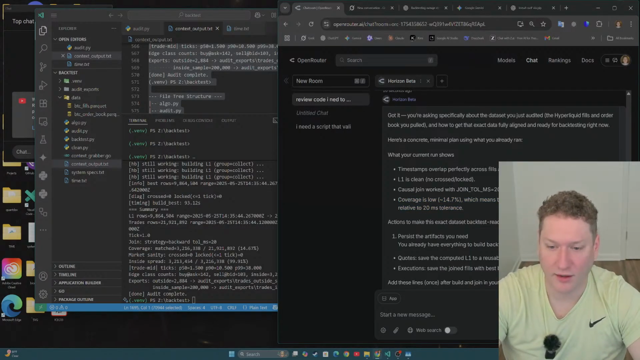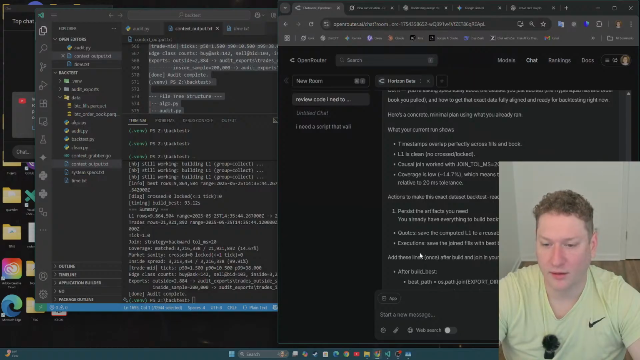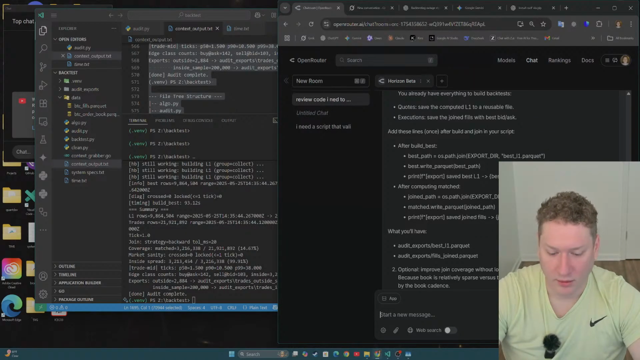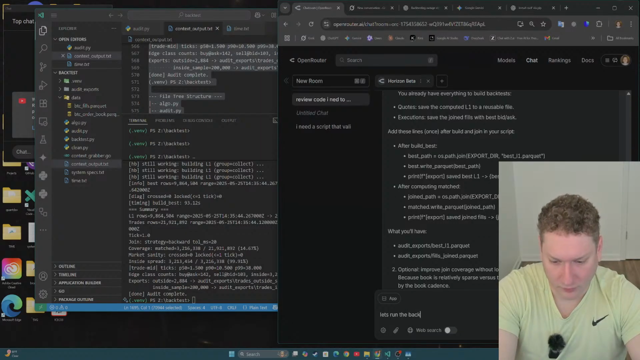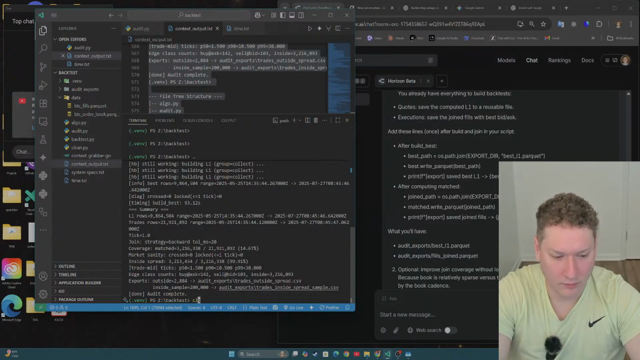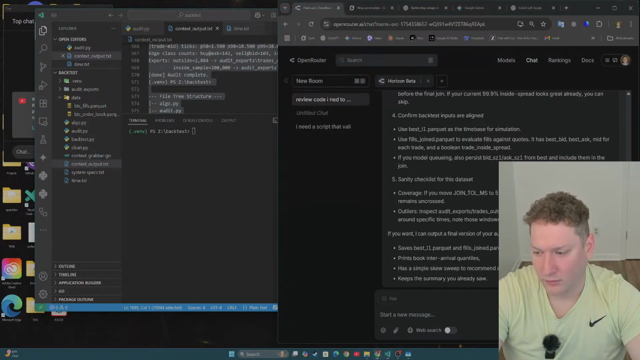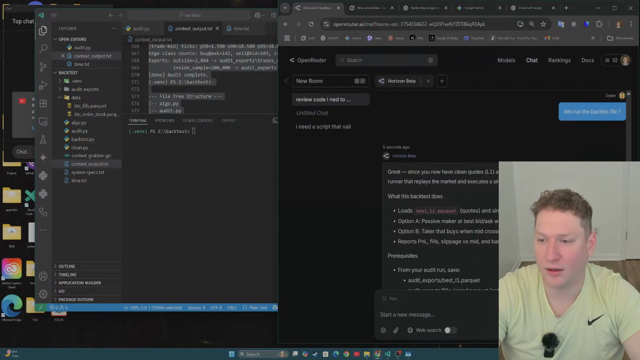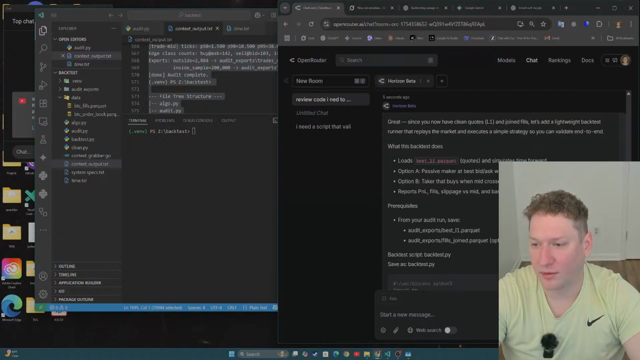Persist the artifacts you need. You already have everything to build backtest. Save the computed L1 as raw. Not sure if it remembers. Okay, great. Since you have a clean L1, it's a lightweight backtest runner that replays a market, executes a simple strategy.